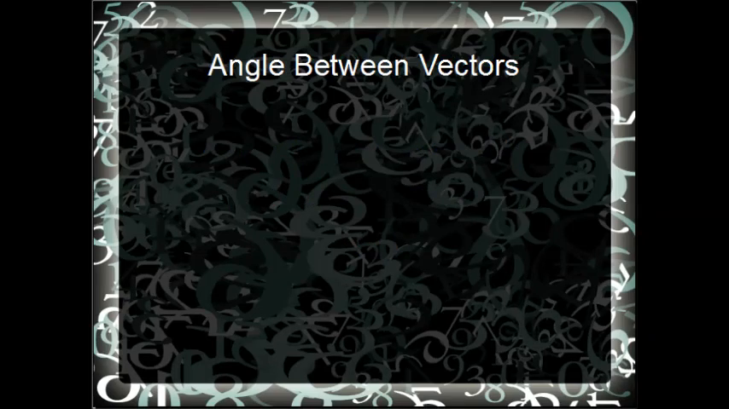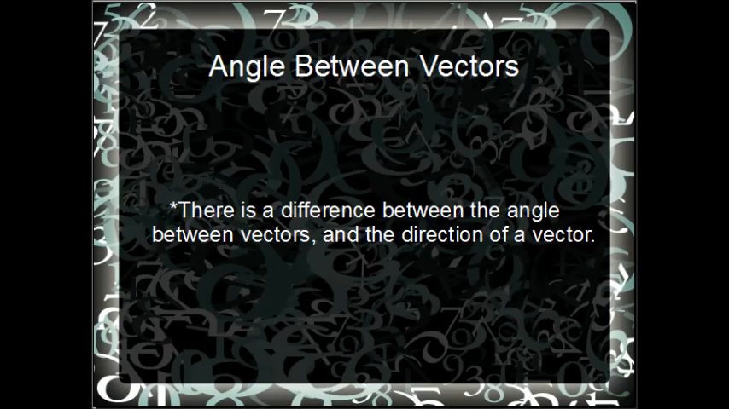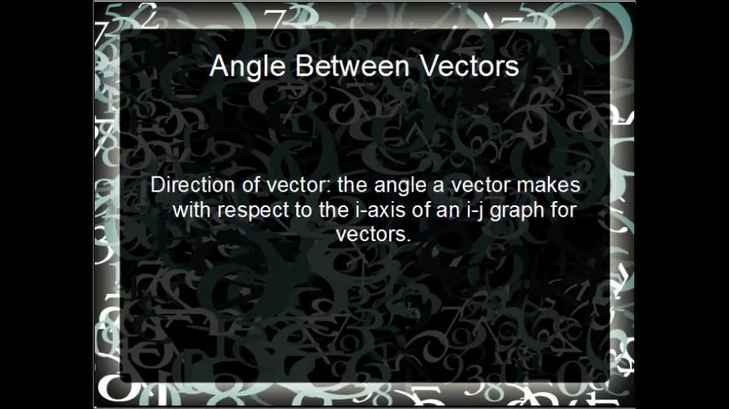Alright, now it's time to do the lesson for the angle between vectors. First, note that there is a difference between the angle between vectors and the direction of a vector. Let me show you how. The direction of a vector is the angle it makes with respect to the x-axis. In this case, because we're using i and j, with respect to the positive i-axis.